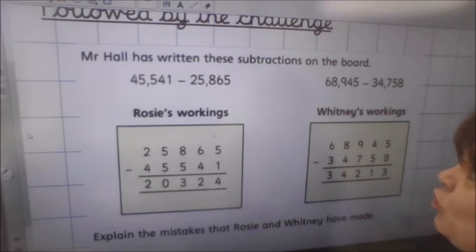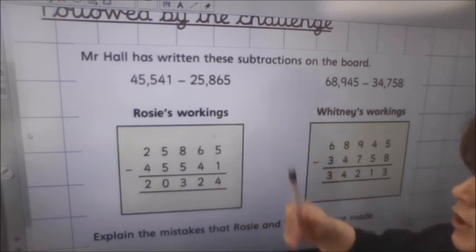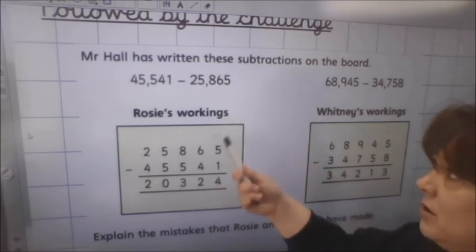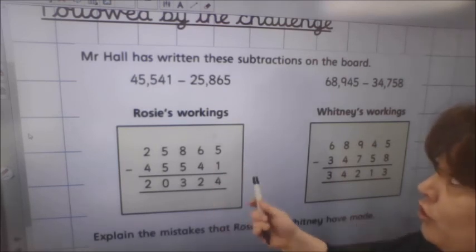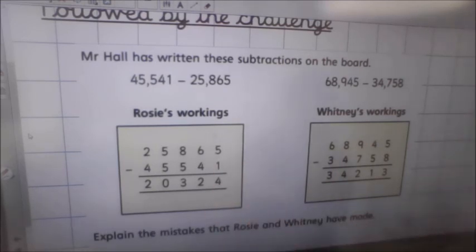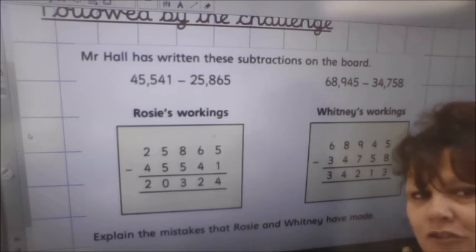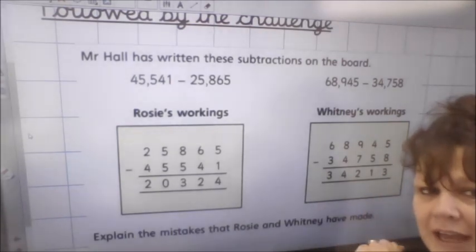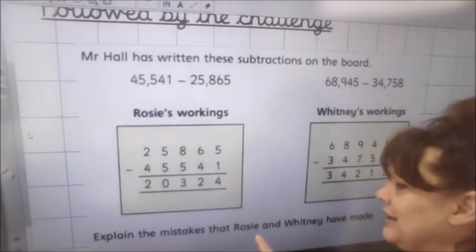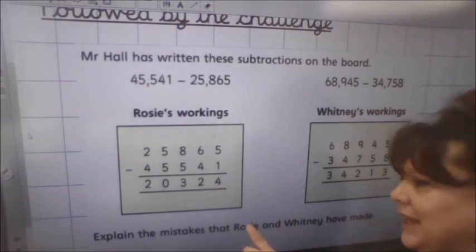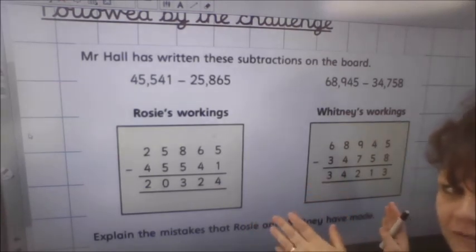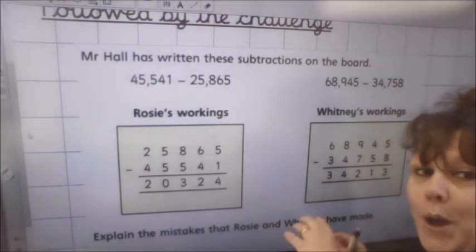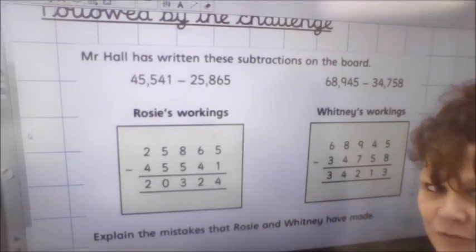It says Mr. Hall has written these subtractions on the board. So Rosie works out the subtraction. That's what she comes up with. Whitney has a go at this one, and she comes up with this answer. So what you've got to do is look carefully at Rosie's and Whitney's working out, and you need to spot and explain the mistakes that both of the girls have made. So their answers are incorrect, but why are they incorrect?